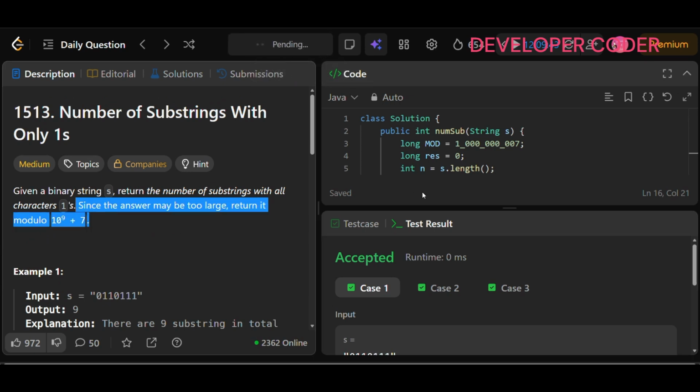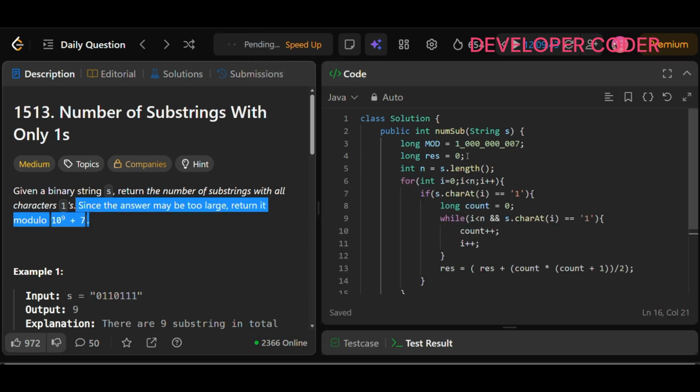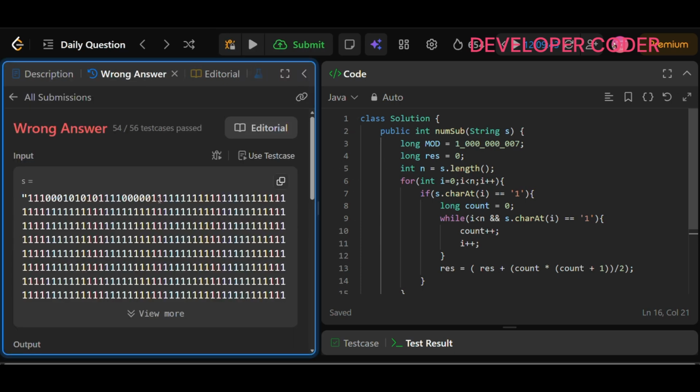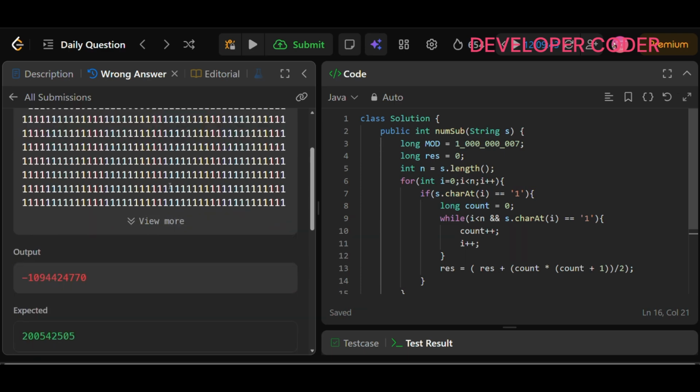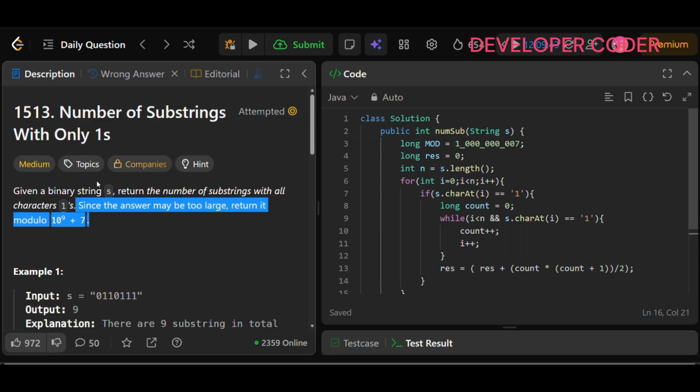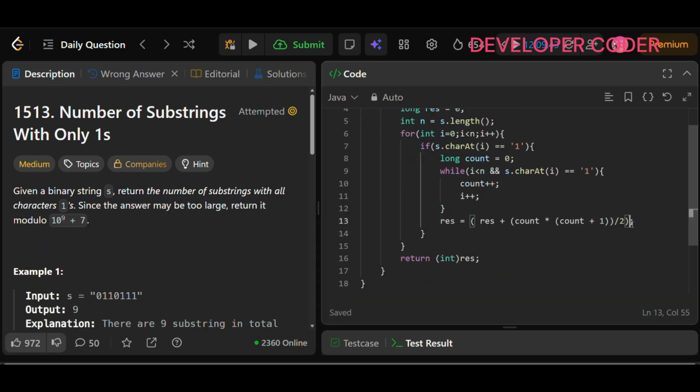If I just submit it, because I'm not using mod anywhere, see, 54 test cases passed out of 56, and this is failing. The reason is an overflow error. It says that since the answer may be too large, we have to return it modulo 10 to the power 9 plus 7. So this mod we have created now, so just use this here.